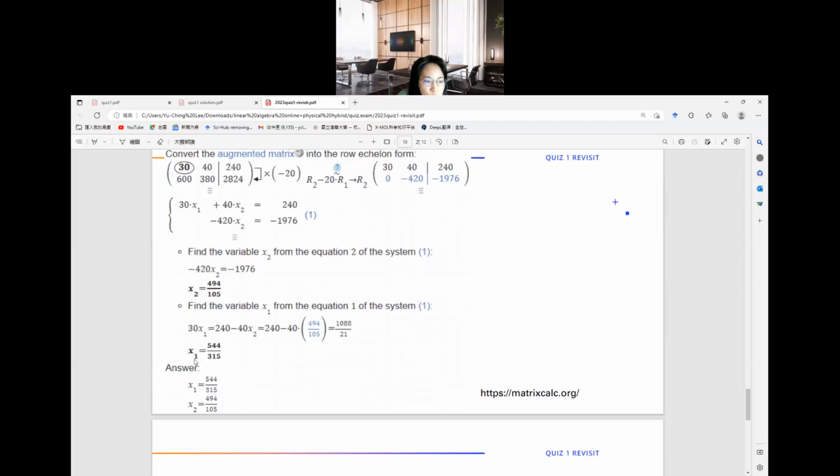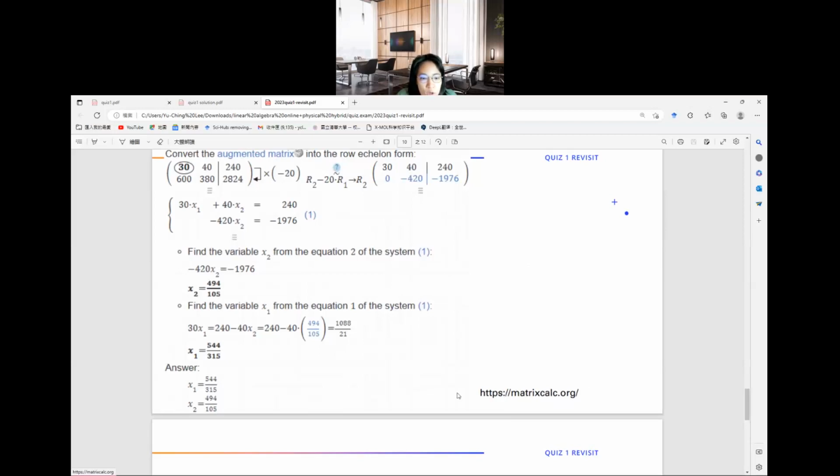And x1 equals 544 over 315. So this is our answer. And this process can be obtained on this website.